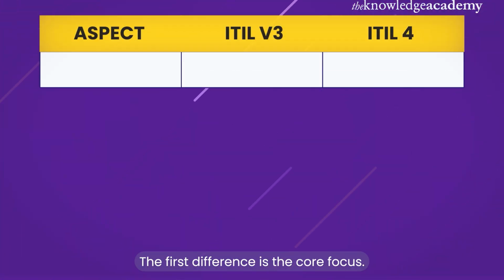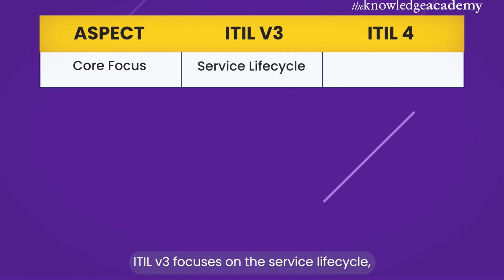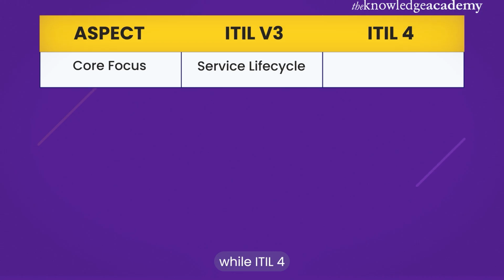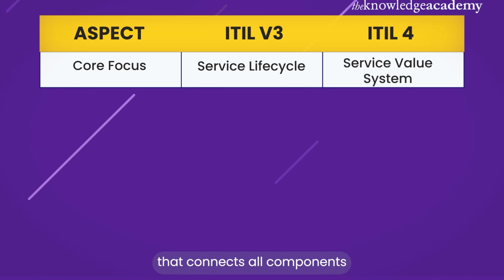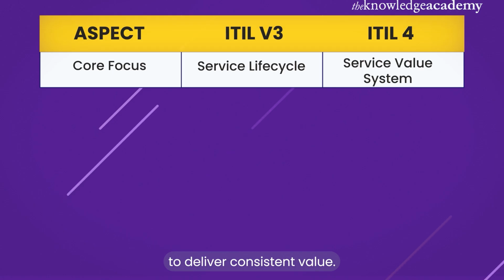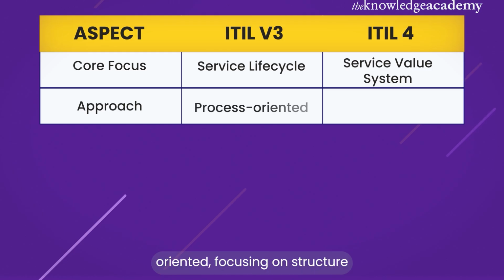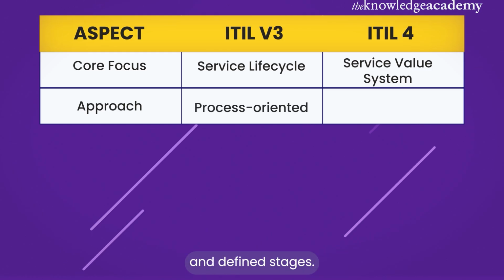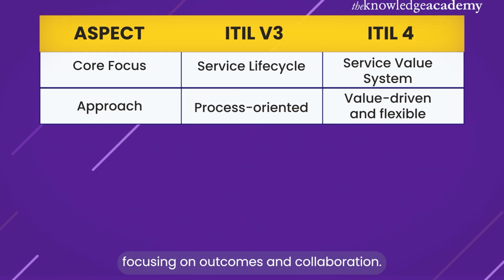The first difference is the core focus. ITIL v3 focuses on the service lifecycle, while ITIL 4 focuses on the service value system that connects all components to deliver consistent value. The second difference is the approach. ITIL v3 is process-oriented, focusing on structure and defined stages. ITIL 4 is value-driven and flexible, focusing on outcomes and collaboration.